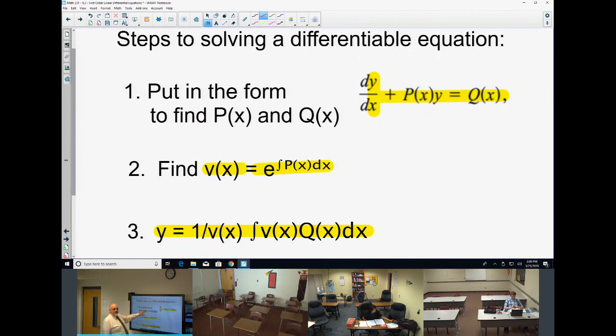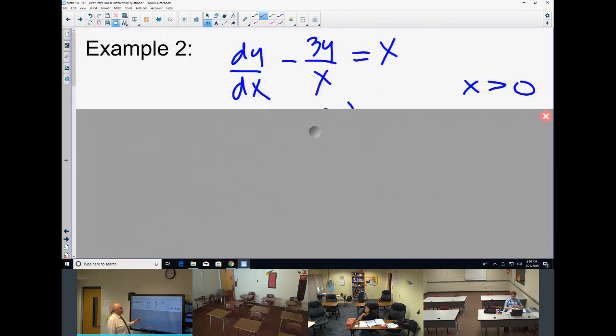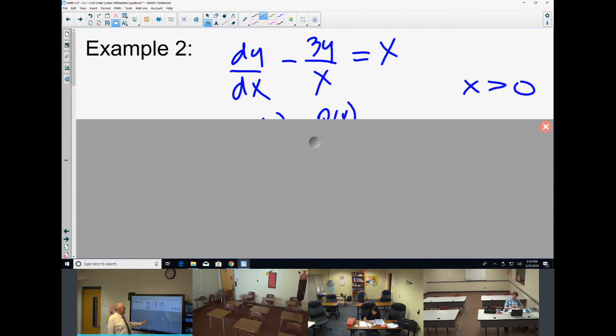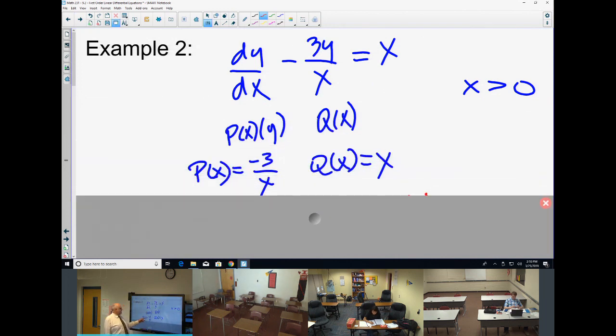Do you have all this? Anybody, either of you need more time? Got it? Okay. So, all right. So this is the problem I did in example 1, where we put it in this form, and then we said p of x was -3 over x, q of x equals x. Okay, so I did that earlier.